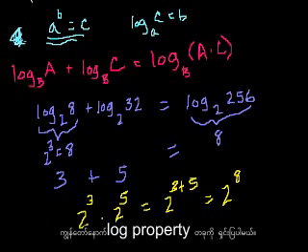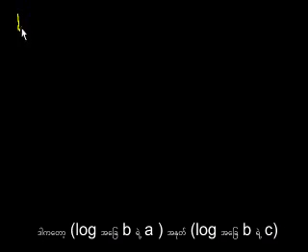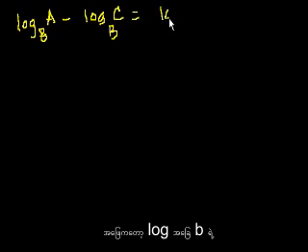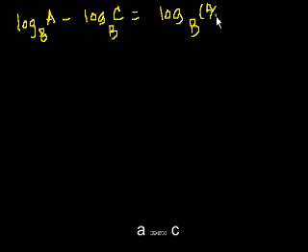So let me show you another log property that's pretty much the same one. I almost view them as the same. So this is log base b of a minus log base b of c is equal to log base b of, well, I'm running out of space, a divided by c.